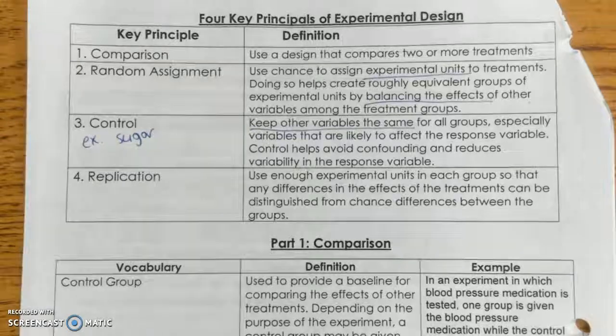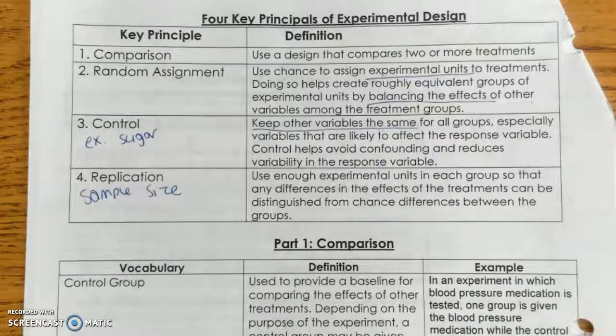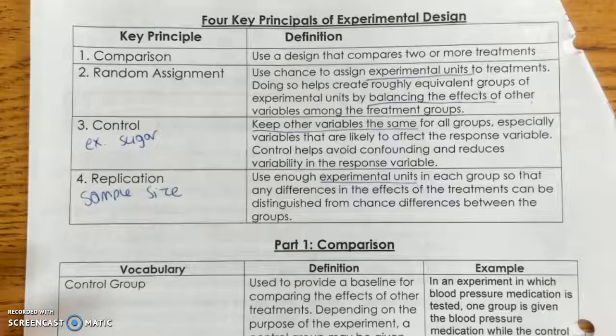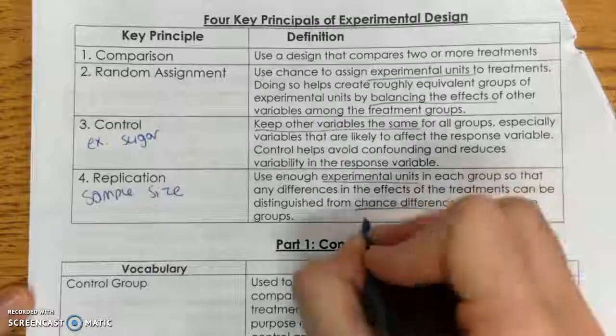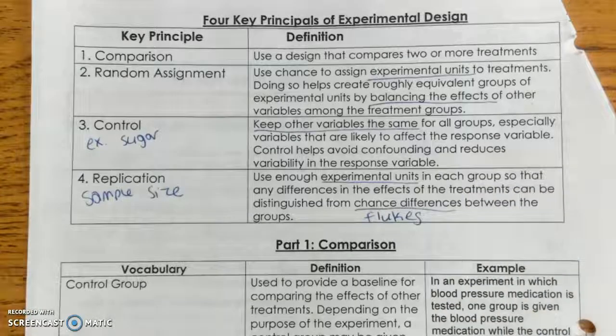All right, when you think replication, I want you to think sample size. So basically, replication is saying that the results of my experiment are not a fluke, okay? I use enough experimental units, and again, people, right, in my example, in each group so that any differences in the effect of treatment can be distinguished from chance differences. When we say chance differences, we're saying flukes, right, between the groups. So basically, replication is saying, can I do this experiment over and over again and get the same results? Because if I can't, then I cannot say that the explanatory variable has any effect on the response variable.